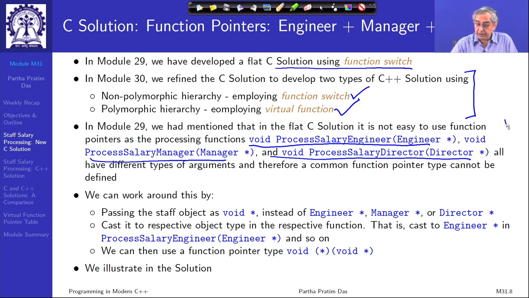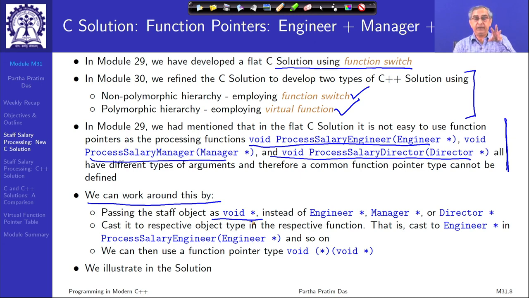Now, you will recall that we had been mentioning that it is not easy to do a function pointer based solution in C, particularly because all these functions have different types of parameters. One is engineer star, one is manager star, one is director star. So, how do you combine them into one function pointer type? Right now we will show that this can be worked around by a little trick: we can assume that this processing function actually takes a void star.